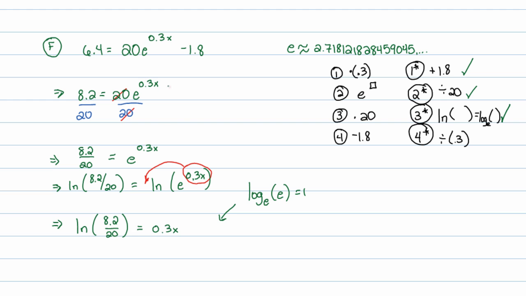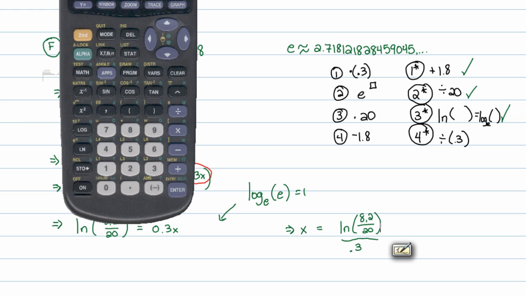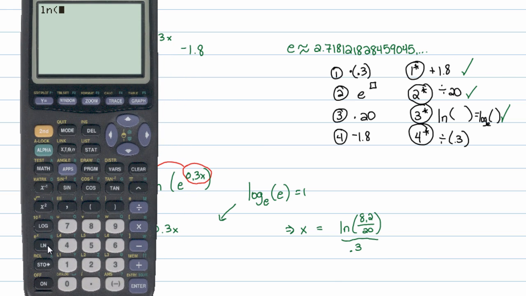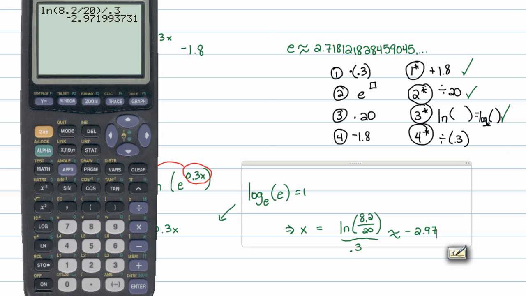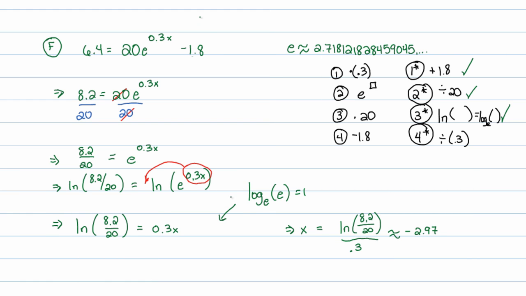Now I can just divide both sides by 0.3. When I do that, I get that x is equal to the natural log of 8.2 over 20 divided by 0.3. And I can reach for my graphing calculator. I'll take the natural log of 8.2 over 20, and I'll divide that by 0.3. That roughly equals negative 2.97. So it's just a heads up on natural logarithms and how to use them. They work just like regular logs. They are regular logs. You should not feel like they're any different. They're not. It's just that your calculator only does 2 logarithms, one base e and one base 10.